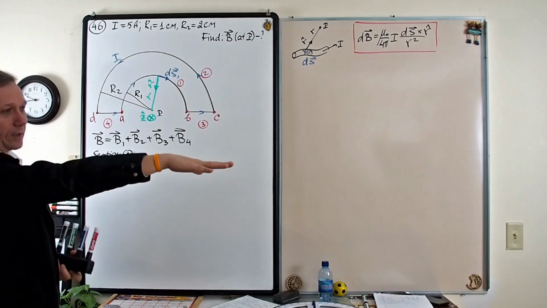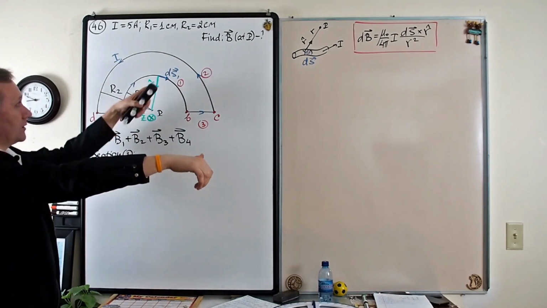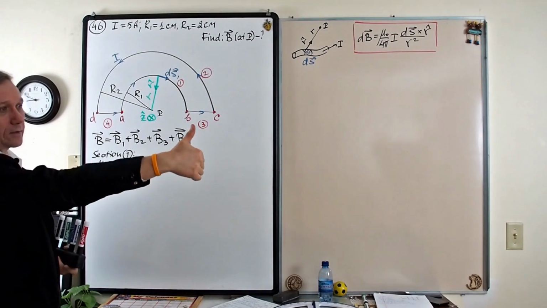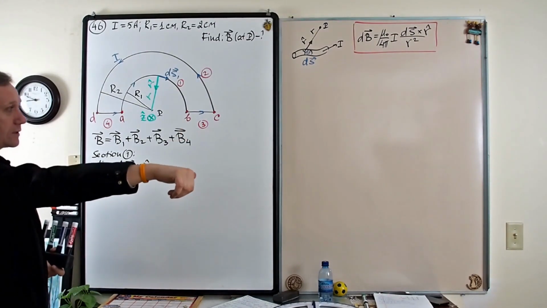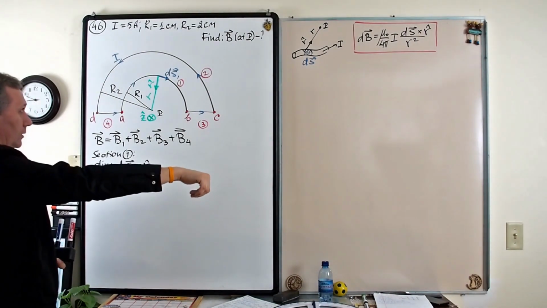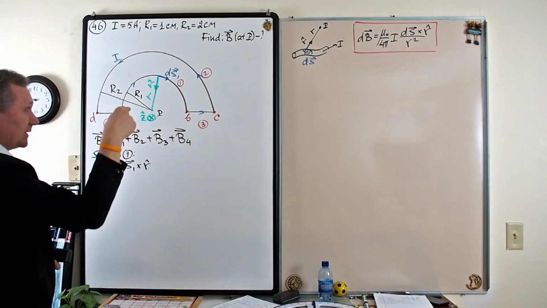So I have to position my hand like this, and then I can naturally bend my fingers down in the direction of r hat. As a result, my outstretched thumb gives me the direction of the cross product. It is into the board, in the positive z direction. My positive z direction is into the board.